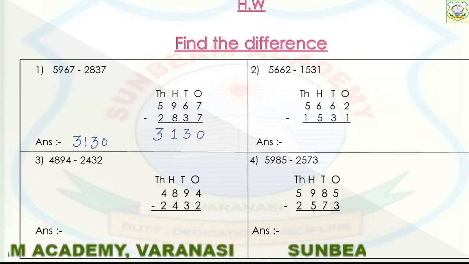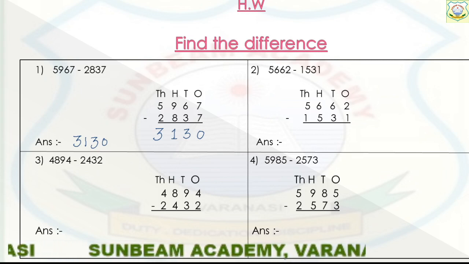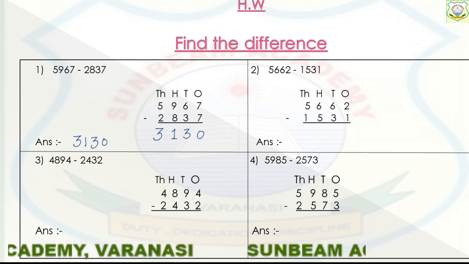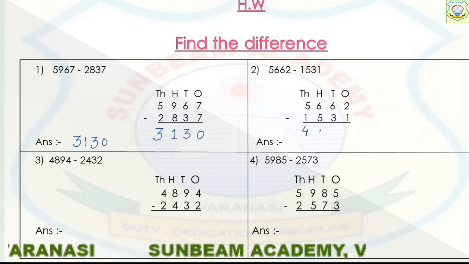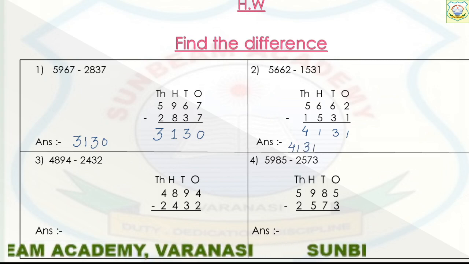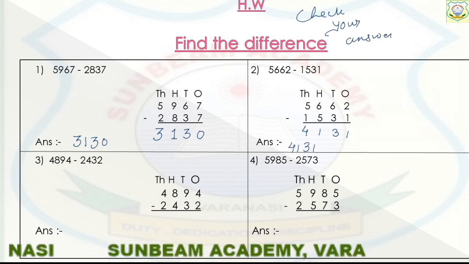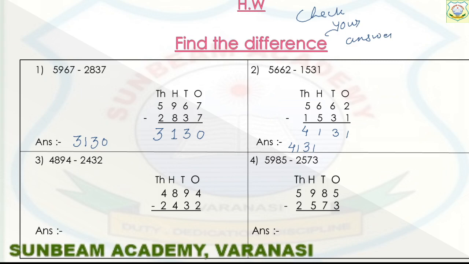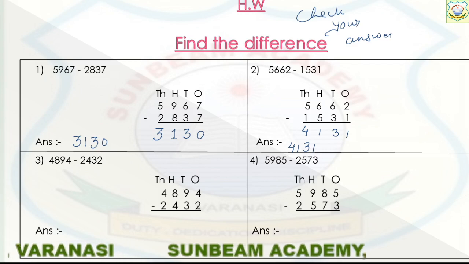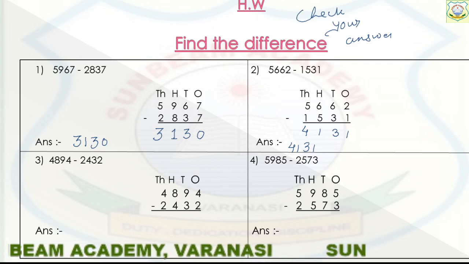Now let's check the second question. Second is 5,662 minus 1,531. If you have got the answer 4,131, then your answer is correct. Check your answers fast. As I am not there, I can't check your copy right now. So that is why we are doing it like this. So now check it. If you have made any mistake, please erase and then write the correct answer.